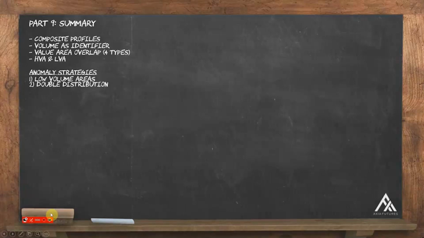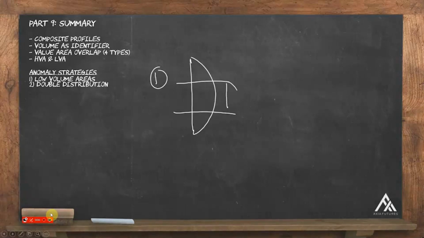We then moved on and spoke about the value area and the ways in which the previous day's value area corresponds to the current day's value area. We had 4 basic examples. The first one we spoke about was where the previous day's value area is well contained within the current day's value area. And we said this is the least directional of the 4 types of value areas.